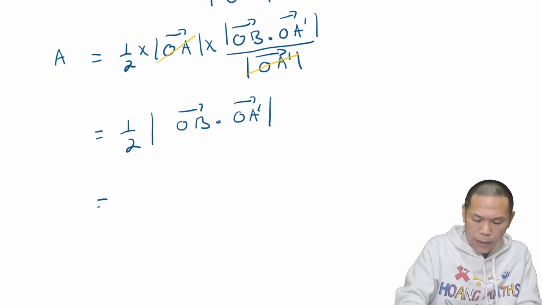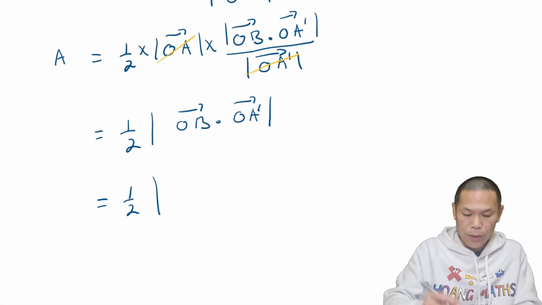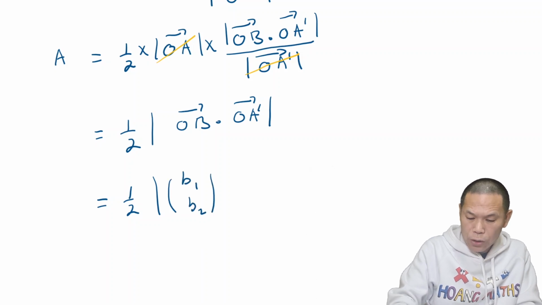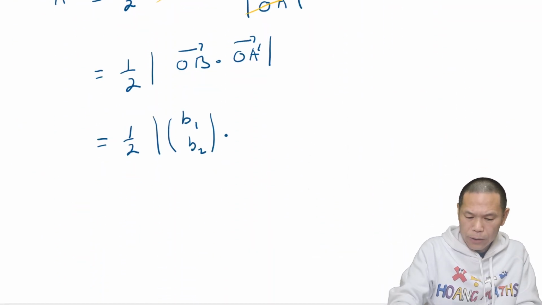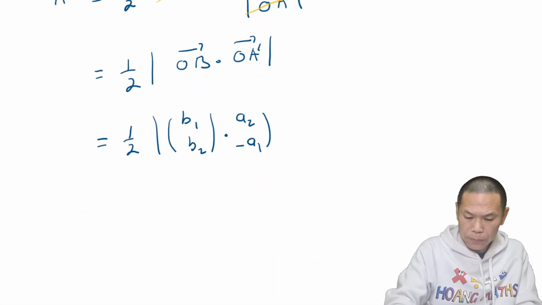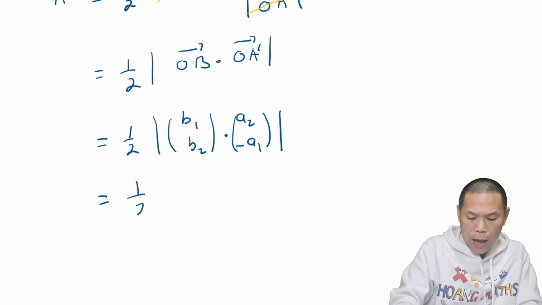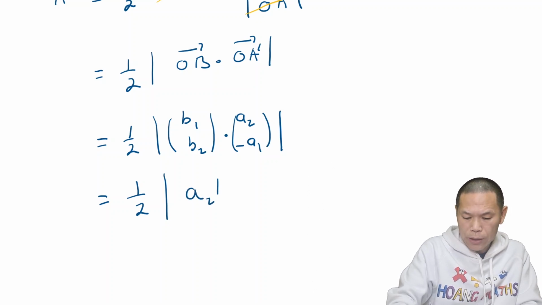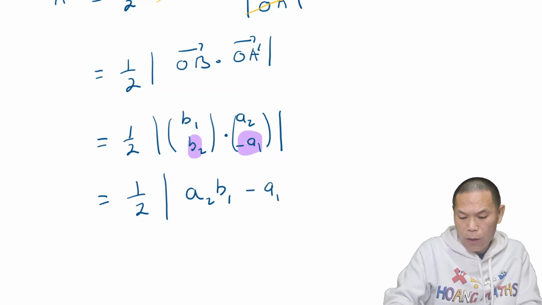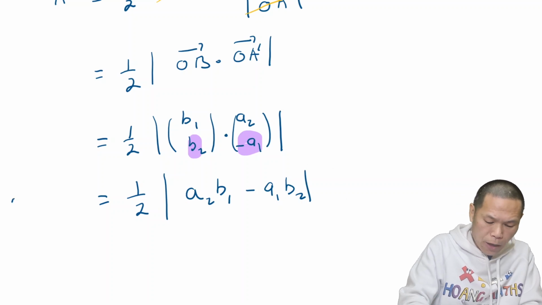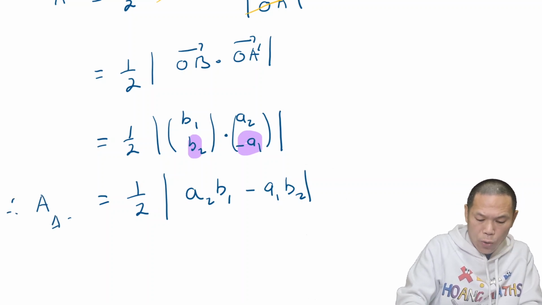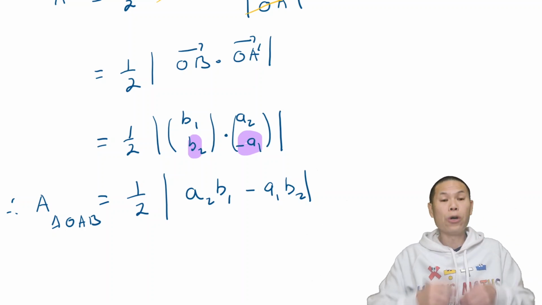Now that is equal to a half, with OB as B1, B2 dot OA prime as A2, negative A1, and the magnitude of this, of course. Now we just find the dot product. So that is a half: B1 times A2, which is the same as A2 times B1, and B2 times negative A1 gives me minus A1 B2. So that is therefore the area of the triangle OAB. There you go.